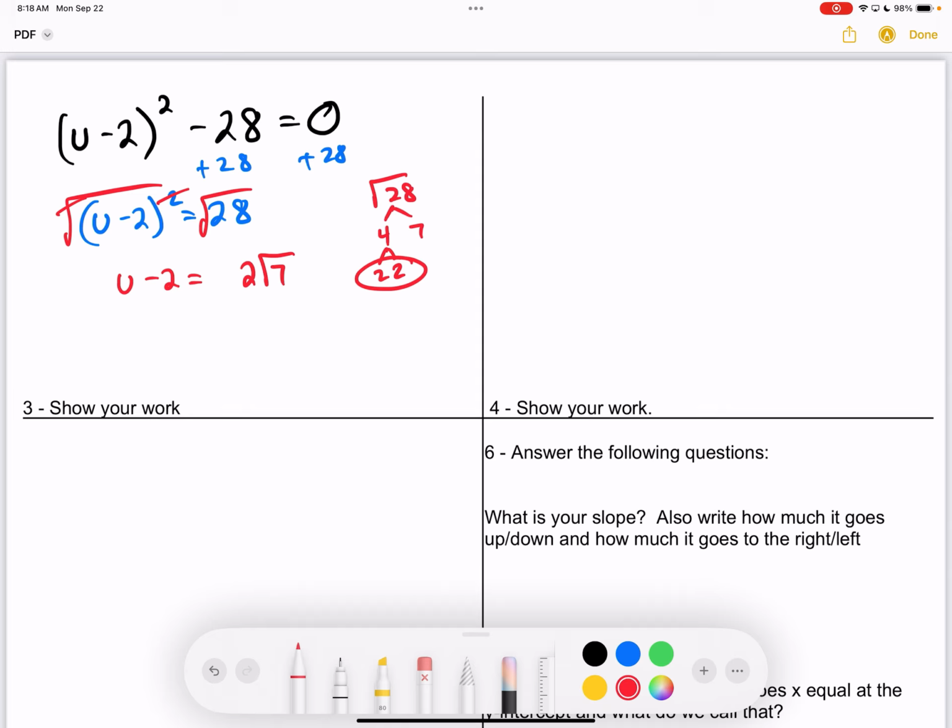Went blank there for a second. When I do the square root inside the equation, what do I have to put? I have to put plus or minus, okay? Anytime you take the square root of the equation, you have to put plus or minus. And then lastly, to get u completely by itself, I add 2 to both sides. So 2 plus or minus 2 square roots of 7, not 27.